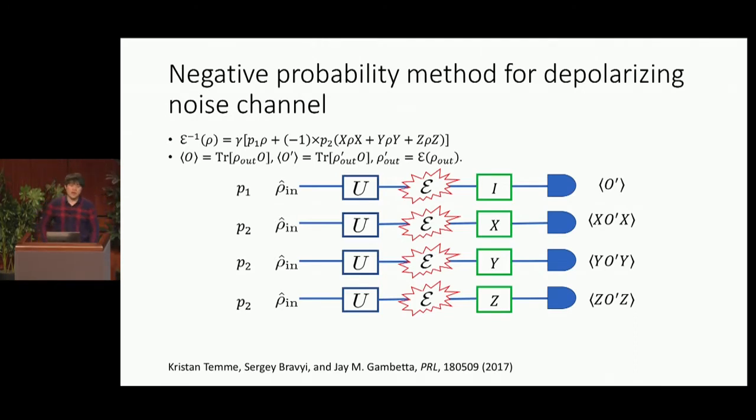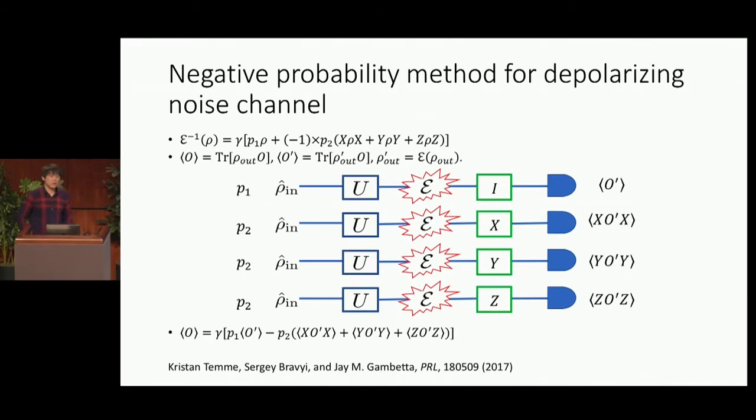Then in total, we will get 4 measurement outcomes. And according to the form of the inverse channel, it is natural to get a relationship between the noiseless value and the 4 noisy values. So in practice, what we need to do is to rerun the circuit many times, while each time we randomly add some extra gates, and in total we can get the noiseless value from the different noisy values of the different runs.